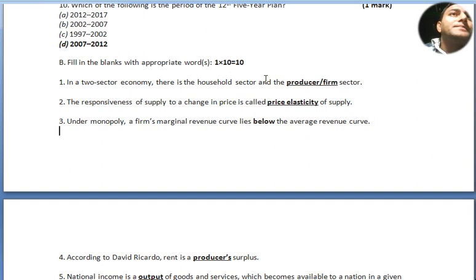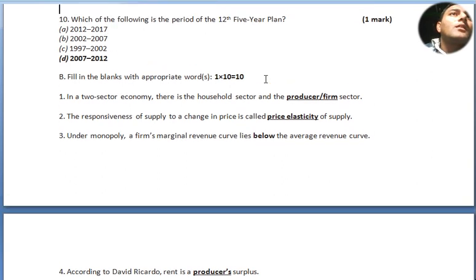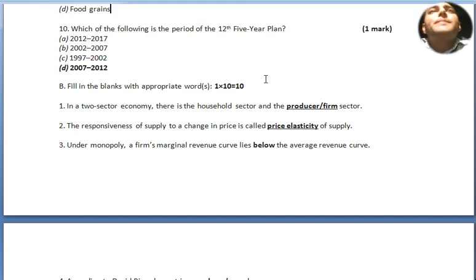Question number 10. Which of the following is the period of the 12th five-year plan? This is according to the Planning Commission. Nowadays the name of the Planning Commission is Niti Aayog. The options are 2012 to 2017, 2002 to 2007, 1997 to 2002, and option D is 2007 to 2012, and the answer is option D, 2007 to 2012.